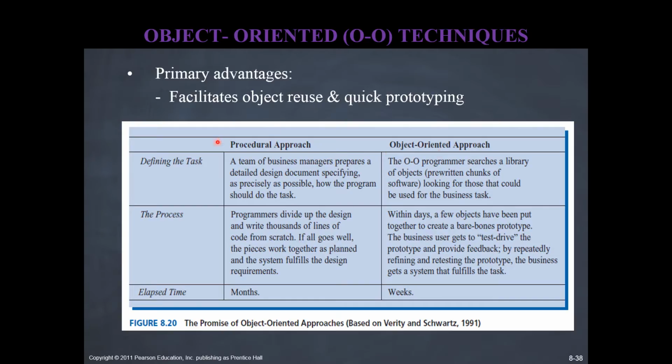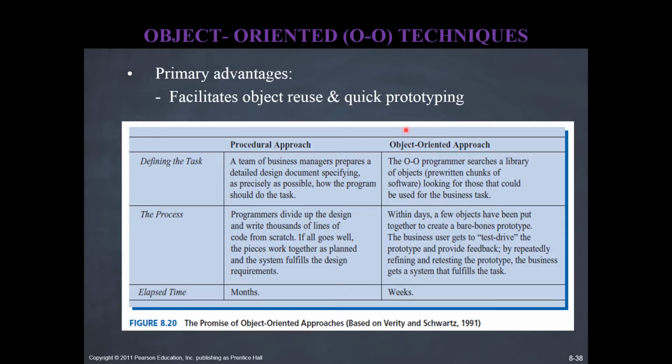Under procedural approach, once an organizational problem is discovered, a team of business managers and system analysts prepare detailed design documents specifying as precisely as possible what kind of information system solution needs to be developed. And then programmers divide this description of the solution, and they write thousands of lines of code from scratch to develop the solution. And typically it takes months, if not years, to develop a software-based or information system-based solution to an organizational problem. Now, object-oriented approach is much more rapid.